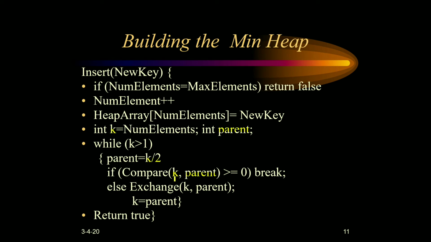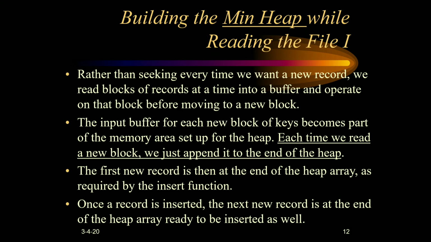If the new node is less than the parent, we have to exchange the parent and the kid so that the minimum comes to the root. So the parent will be the minimum value. In that case we exchange k and p, and after that we set k equal to parent so that the parent becomes a smaller value. This is how the algorithm works.